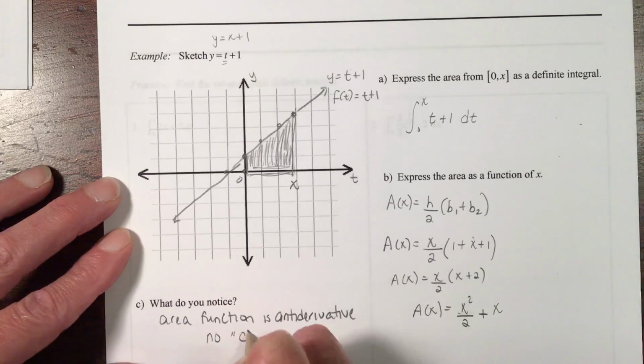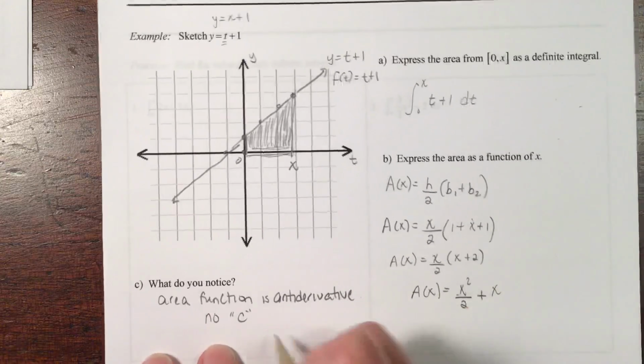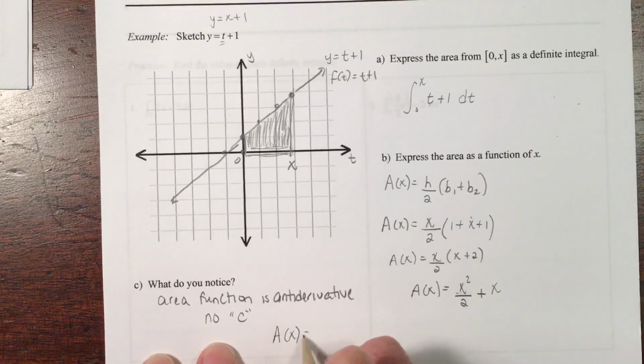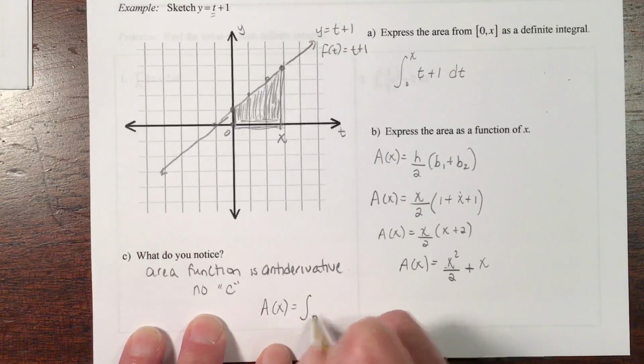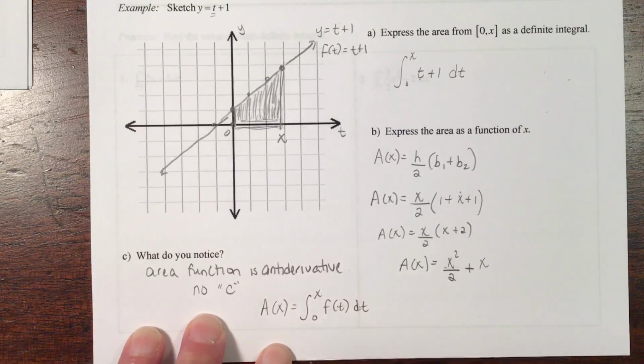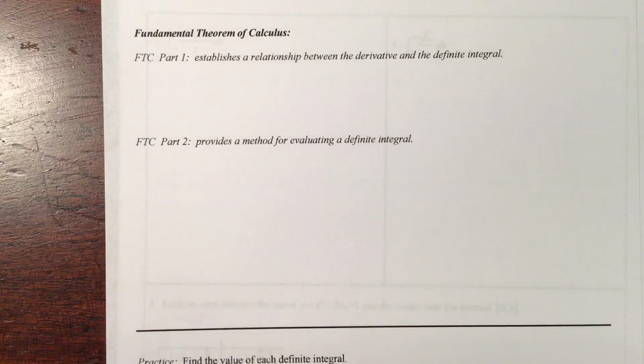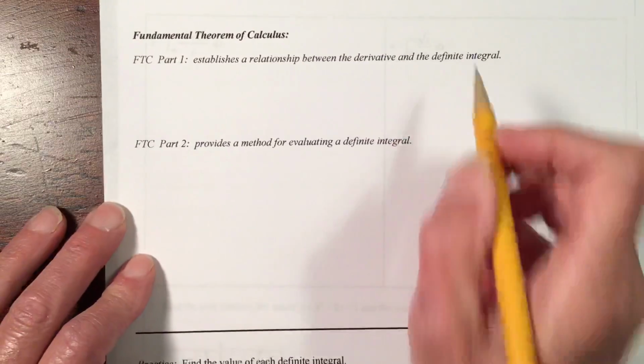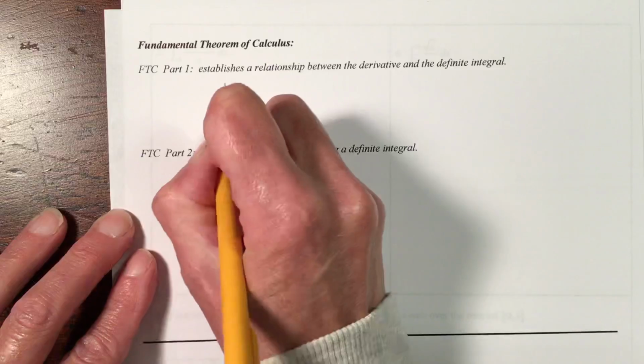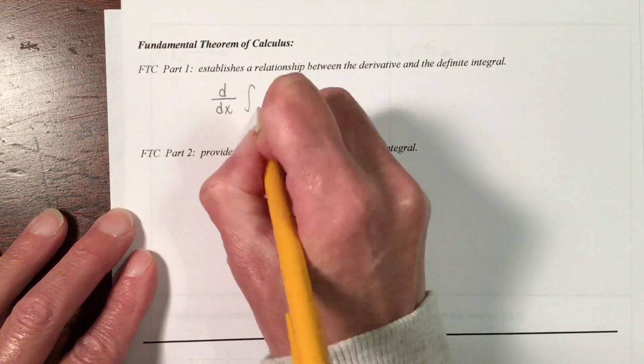Except there's no c. So we could actually write this area function as an integral from 0 to x of f of t, which is our given function, dt. Okay, so here's the connection, and here's where we come up with what we call the fundamental theorem of calculus. So there's two pieces to the fundamental theorem of calculus. The first establishes a relationship between the derivative and the definite integral. And this looks like this.